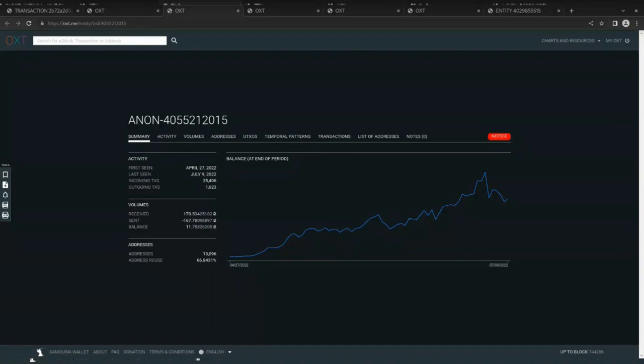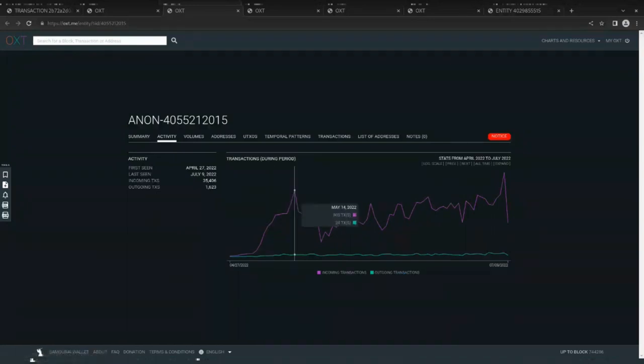It's an anon, which OXT assigns to clusters. And we can give these anons names if we either interact with the cluster or see any information that might tell us who this wallet may be. In this case, we'll look at some of the activity of this cluster. A very high number of inputs relative to outputs.